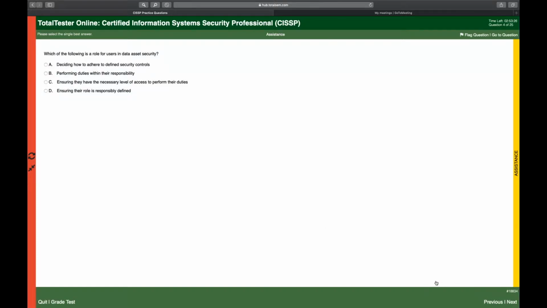All right, number 4, which of the following is a role for users in data asset security? We've seen this one before. It's a layup. Oh, goodness. All right. Any takers on this one? Yeah. I'm ready. Go for it. I think it's Delta. I think Bravo. Yeah, I was going for Bravo too. That was my guess. Yeah, we've seen this one before.